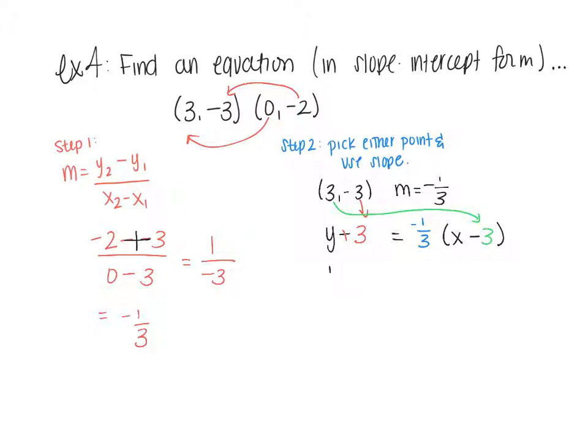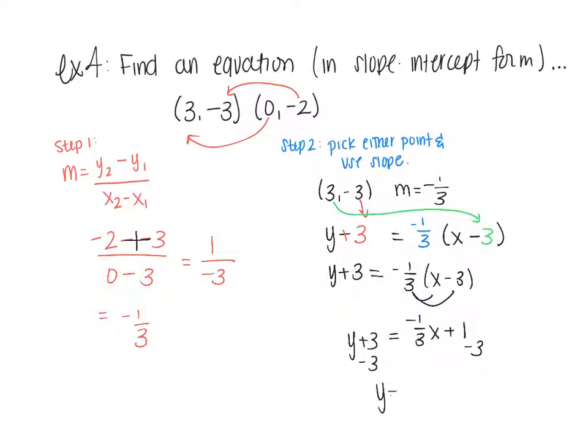I want to get it into y equals because I want the answer in slope-intercept form. So I'm going to go through and distribute this negative 1 over 3. And then get y by itself. So there is my equation.